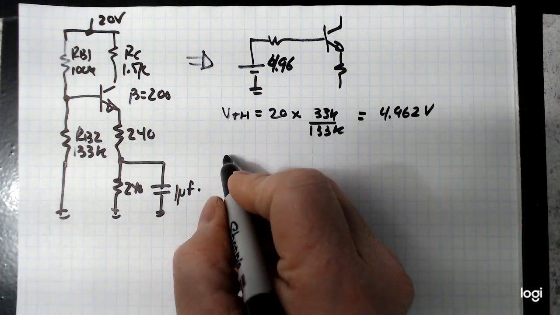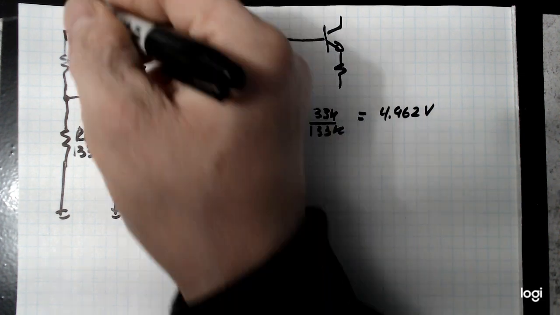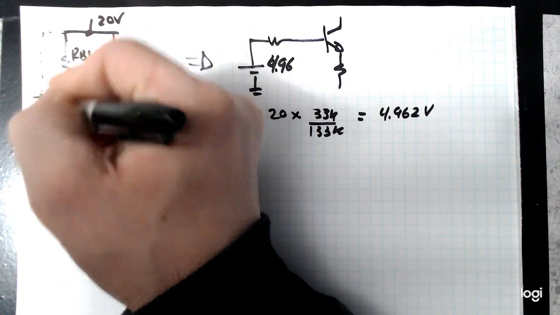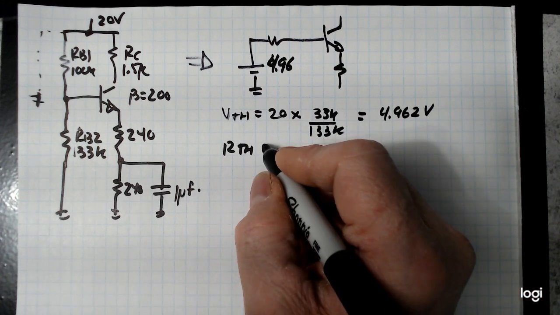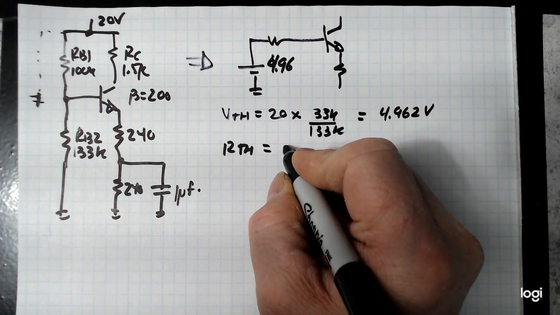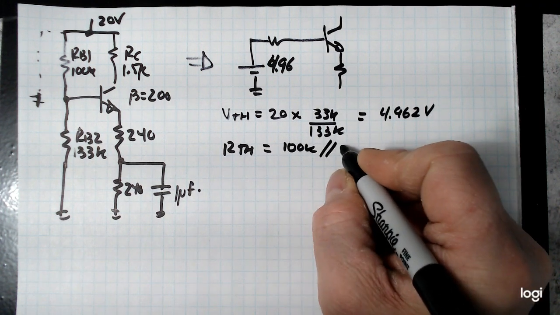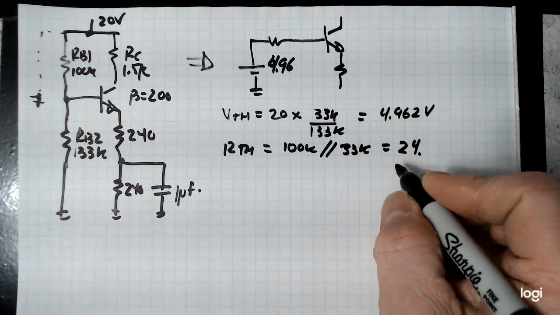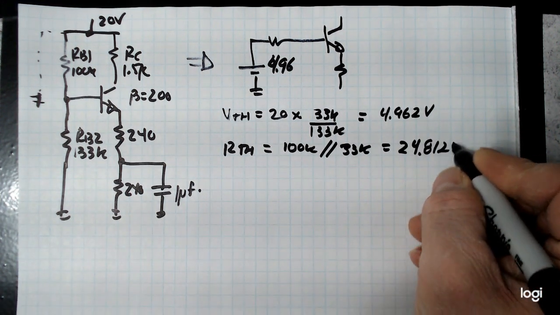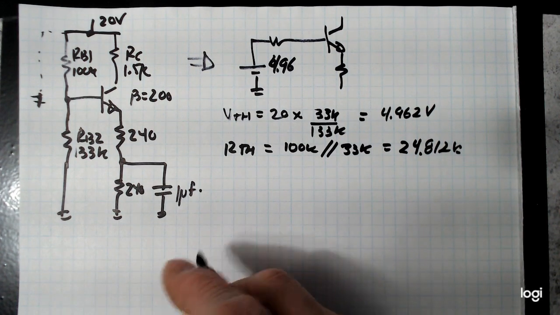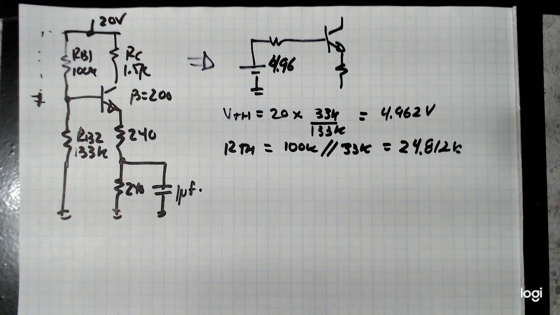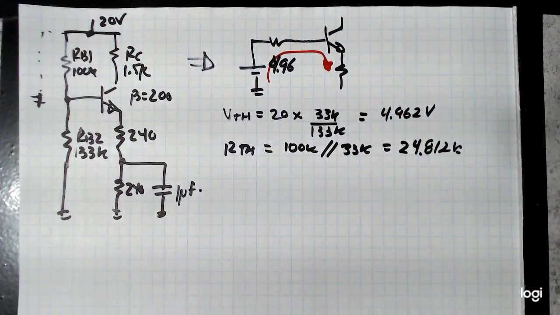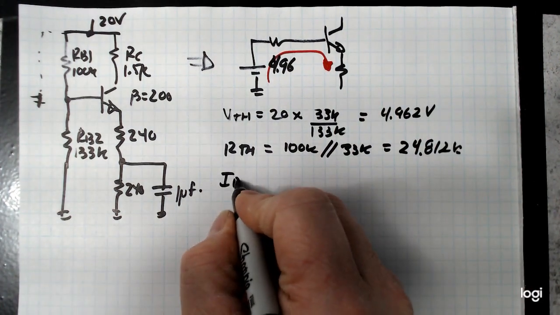4.96 volts. The Thevenin resistance, basically detach the circuit, you short out your DC supplies, which would be here, which means that RB1 and RB2 are in parallel. So it's 100K parallel to 33K. That's 24.812 K ohms. Okay, now we have a circuit here, a voltage source and a resistor. That's creating base current.